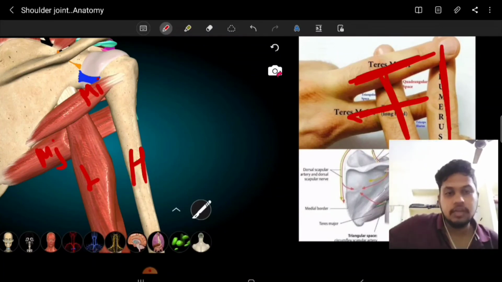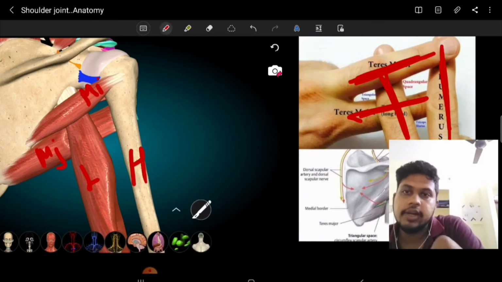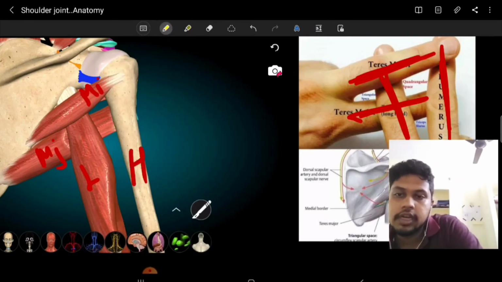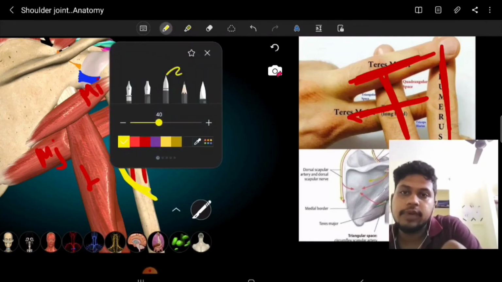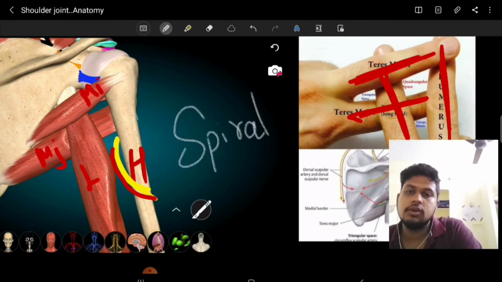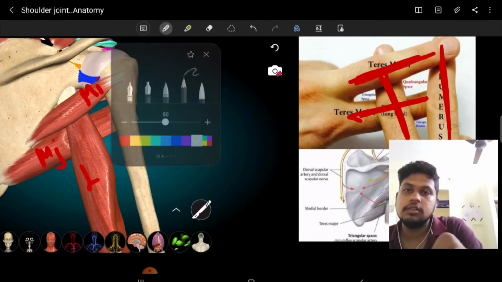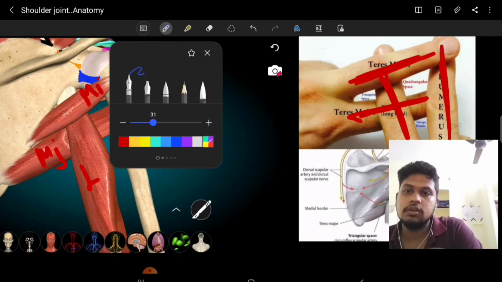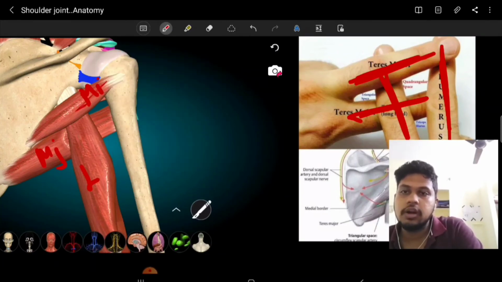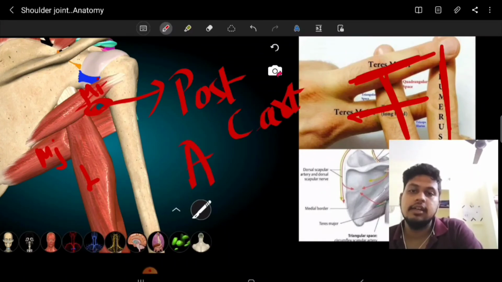So what is the anatomical significance? The clinical significance is the nerves and vessels which pass through these spaces. When you take this lower triangular space, it gives passage for the radial nerve and profunda brachii artery. As you all know, they pass through the spiral groove of the humerus. That is quite important. And when you take this quadrangular space, in the quadrangular space the posterior circumflex humeral artery passes and also the axillary nerve.